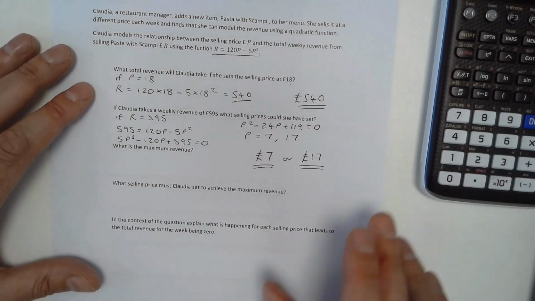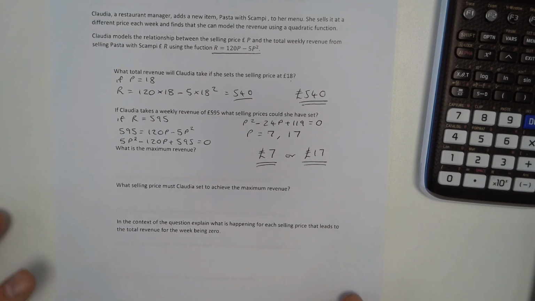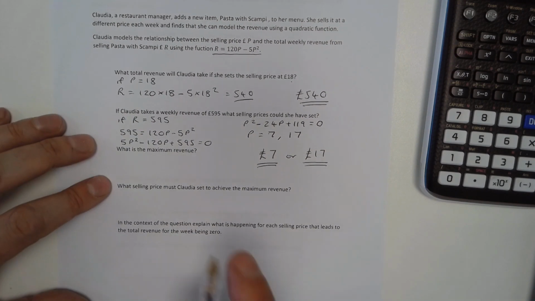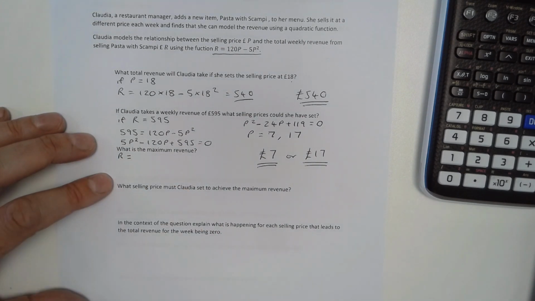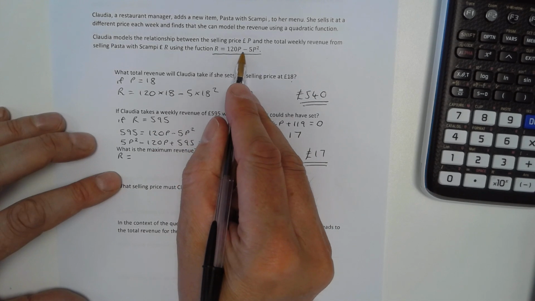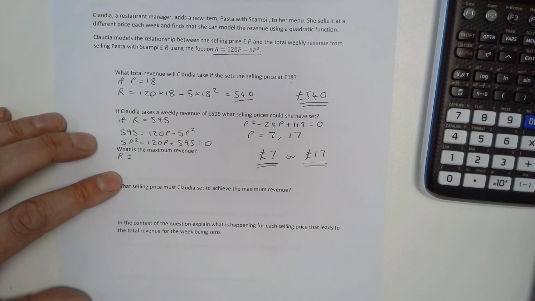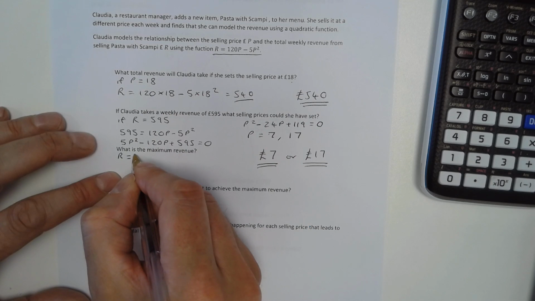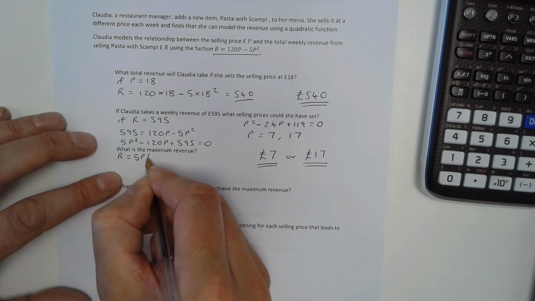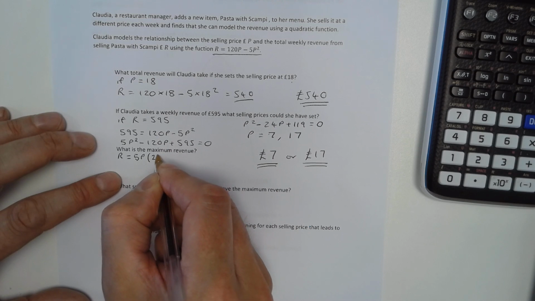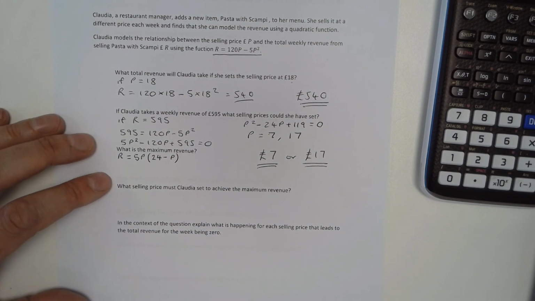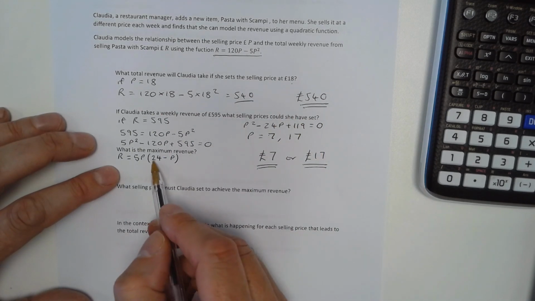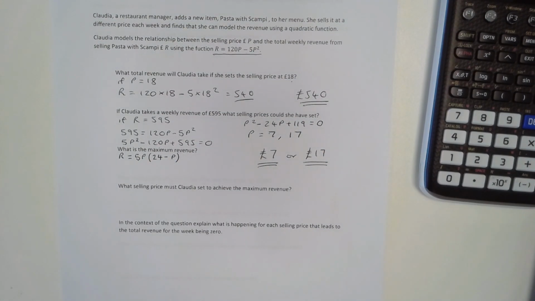Okay, what is the maximum revenue? Okay, right, let's just have a little think about this. So I'm going to just draw a little sketch and take this a couple of ways actually. So I know that R is 120p minus 5p squared. So I'm going to just factorise out 5p from here. So that's going to give me 24 minus p. So this equation simplifies to this. I've just factorised out 5 and factorised out p.